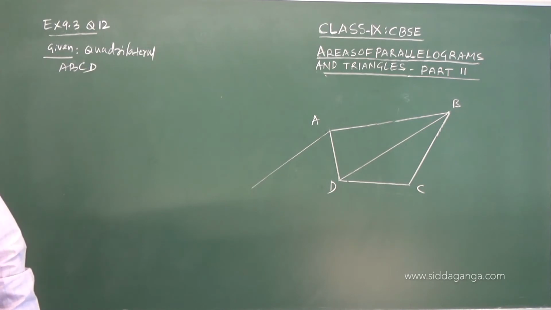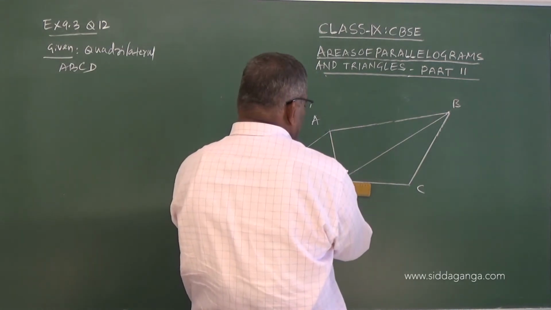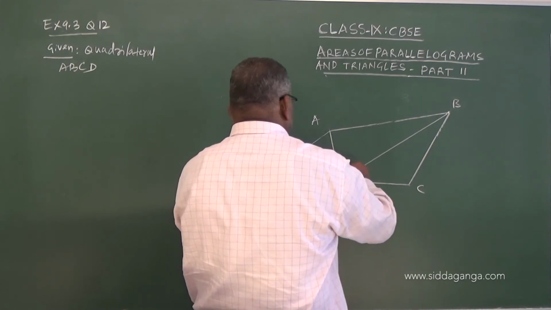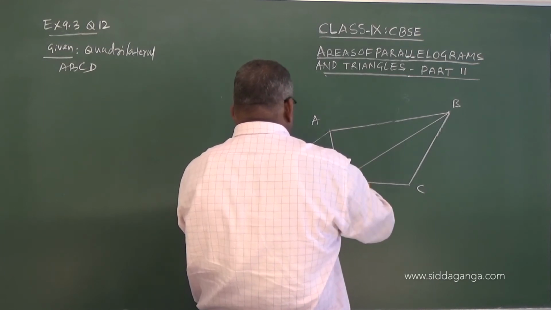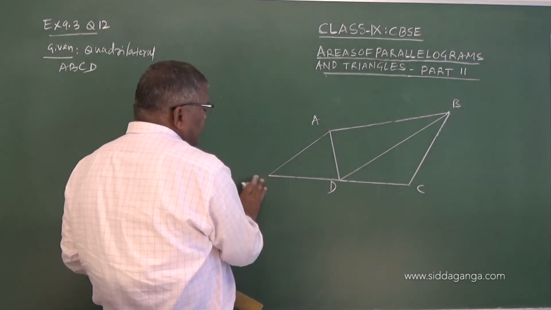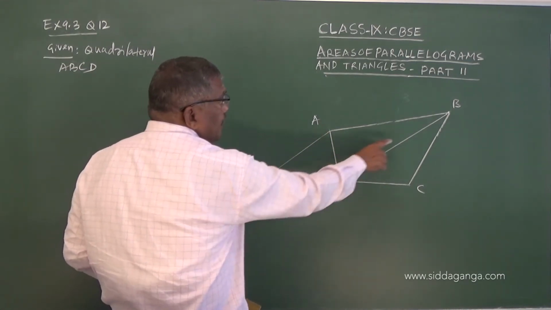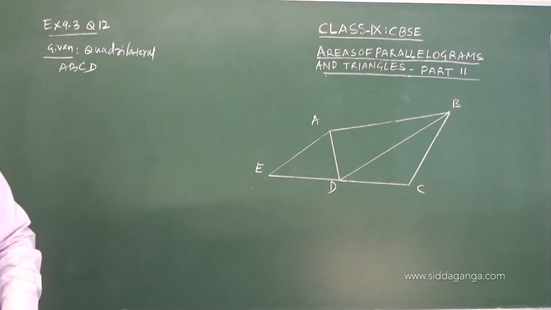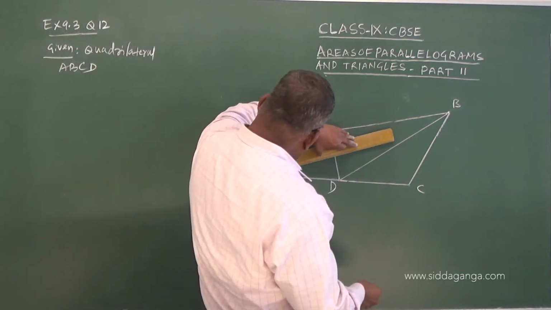Now this will meet DC extended at E. I will tell you why we do this. I will explain it to you later. So I am extending CD backward, and these two will meet at E. So CD is extended and AE is parallel to the opposite side. Now join BE.